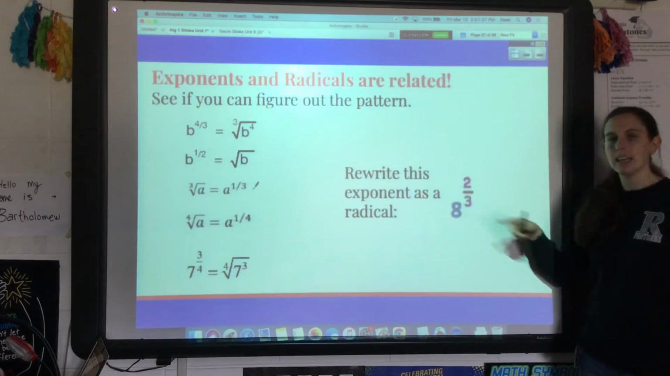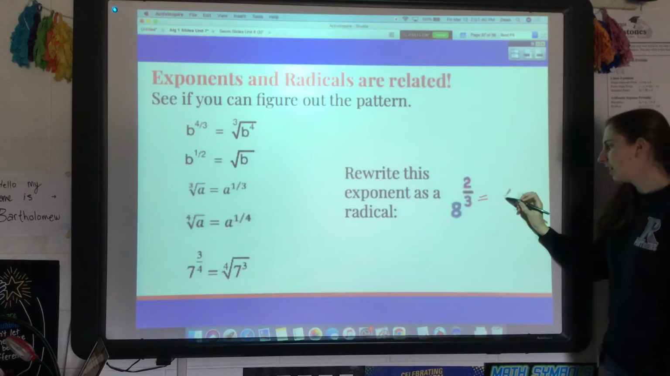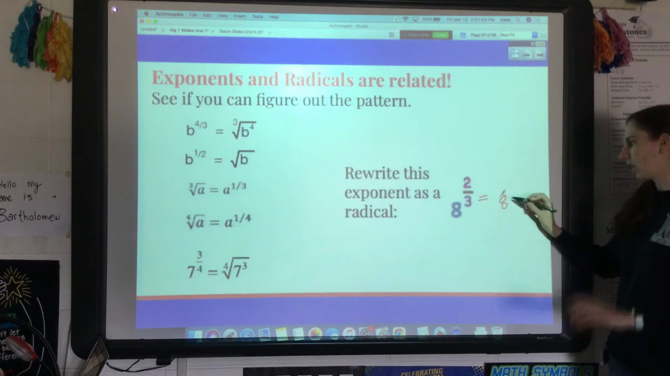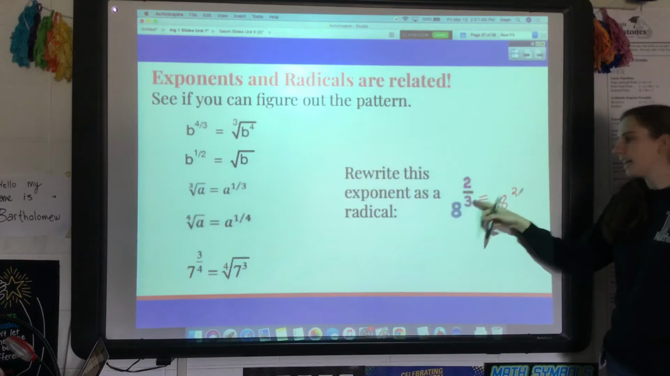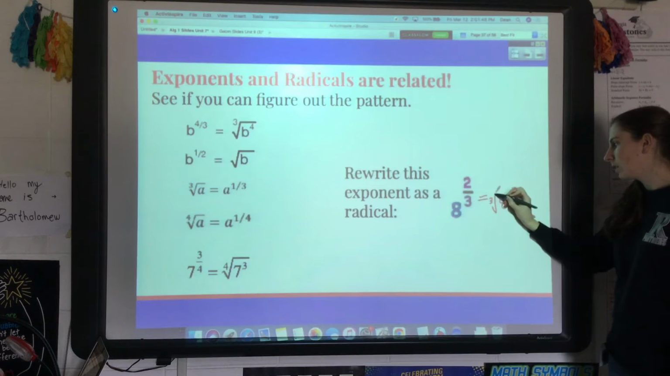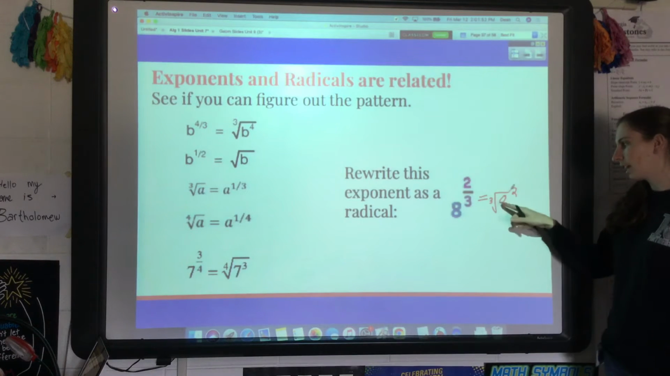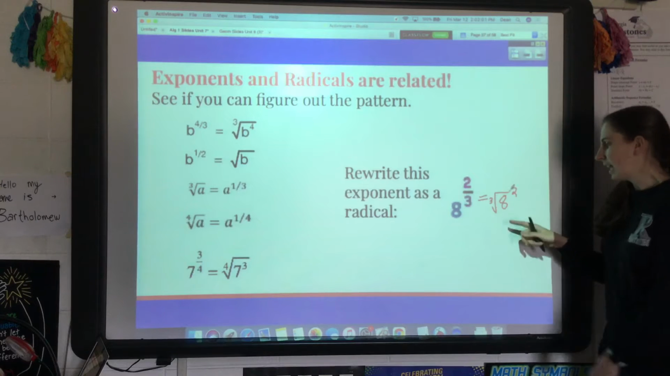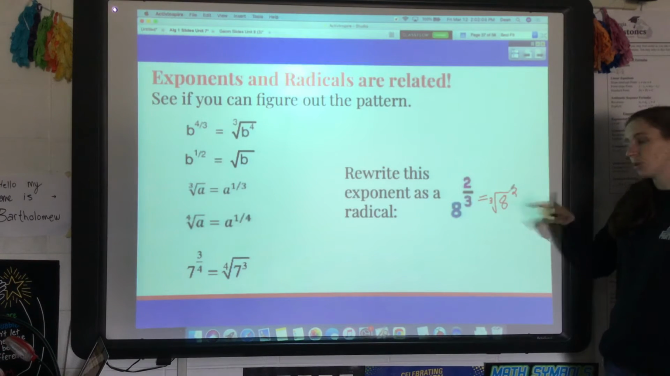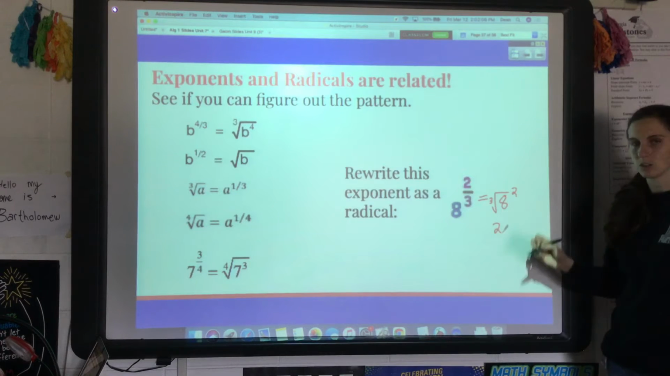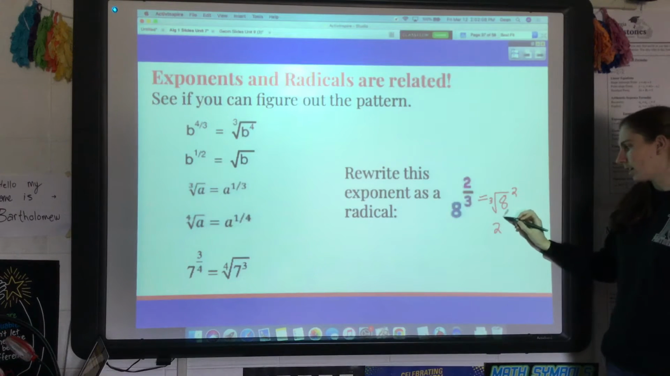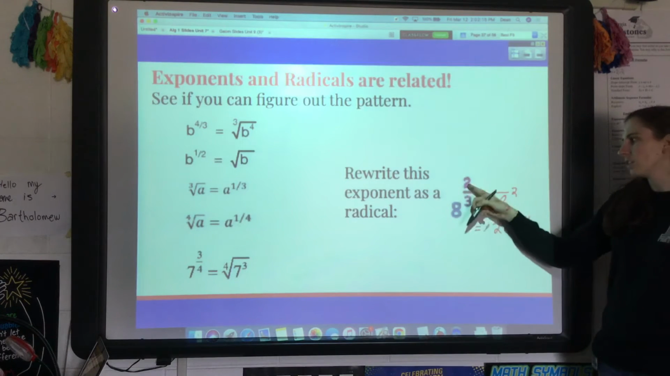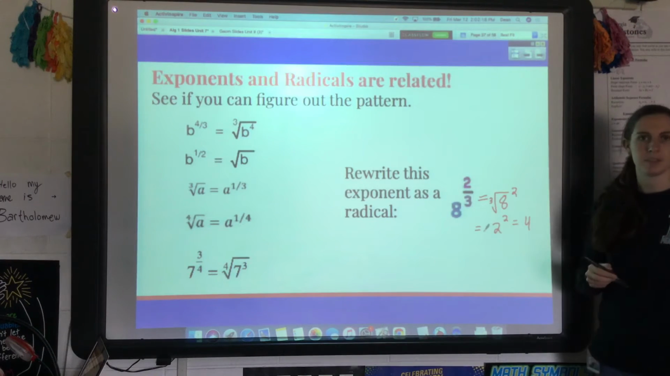If I want to rewrite 8 to the 2/3, I'll leave 8 and the 2 as they are, but the 3 can be rewritten as a radical. By the way, that radical can go over just the 8, or it could go over the squared part as well, based on whatever feels easiest for me. Either way will work. In this case, I'm going to put it over the 8 because I know the cube root of 8 is 2, because 2 times 2 times 2 is 8. The squared is still there, and 2 squared is 4. So I simplified 8 to the 2/3 power as 4, and I didn't even need a calculator for that.